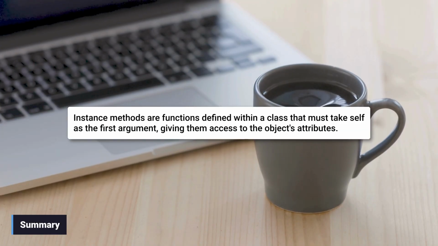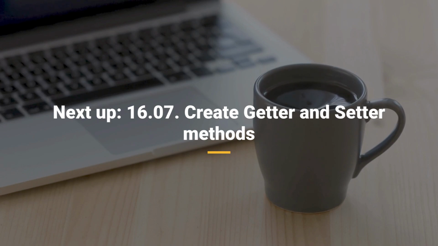To summarize, we've now given our objects both data and behavior. However, accessing attributes directly, like s1.name equals something, breaks the principle of encapsulation. Our next lecture 16.07. Create getter and setter methods.